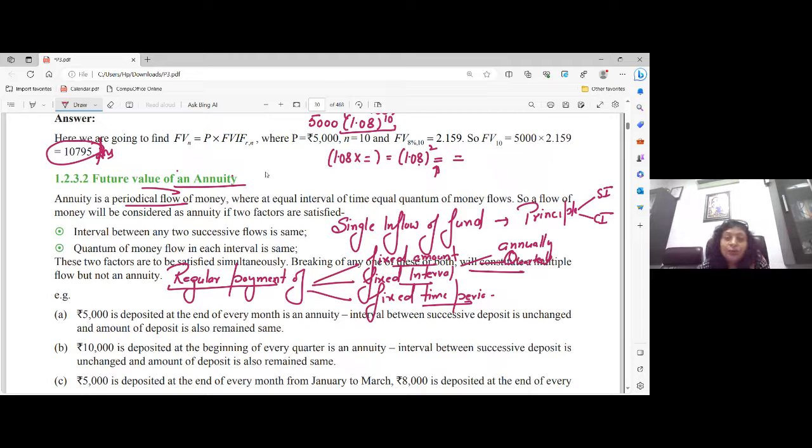It means if you are paying in installments, like suppose your father has opened an RD account, recurring deposit account in bank, in which your father is depositing 2,000 monthly for a time period of 3 years. Now 2,000 rupees is fixed. Period is fixed for 3 years, and interval is also fixed. You are monthly depositing 2,000 in the bank account. So in that case, that 2,000 is called annuity.